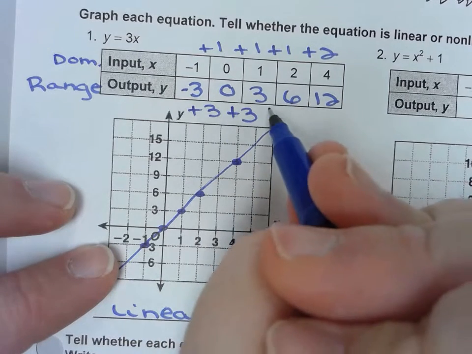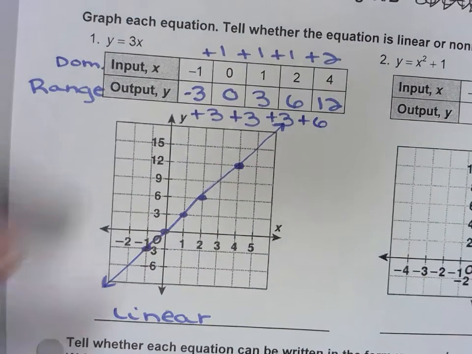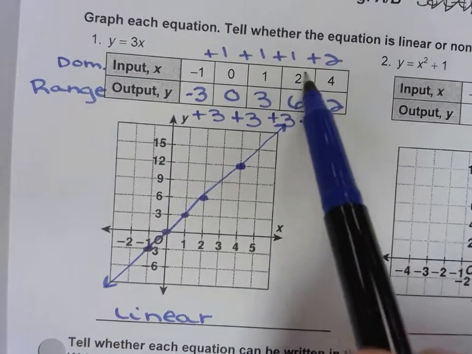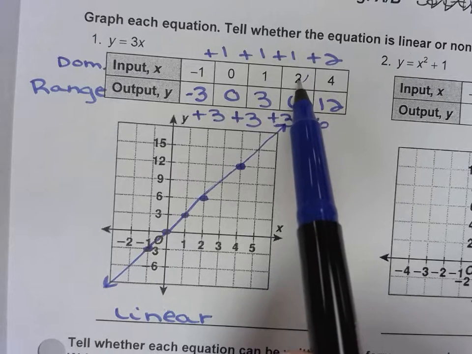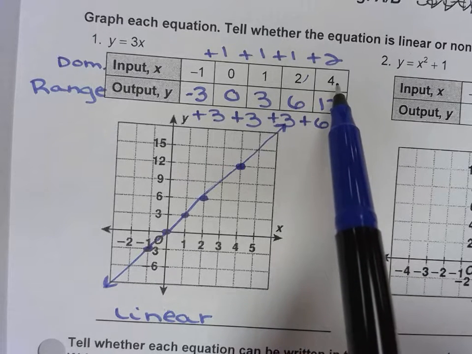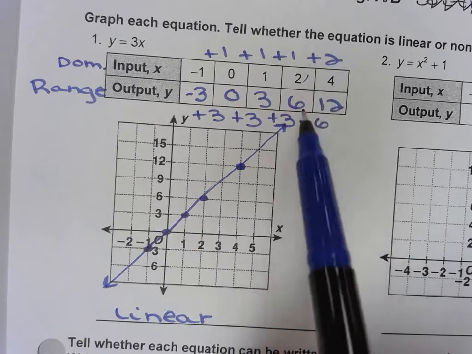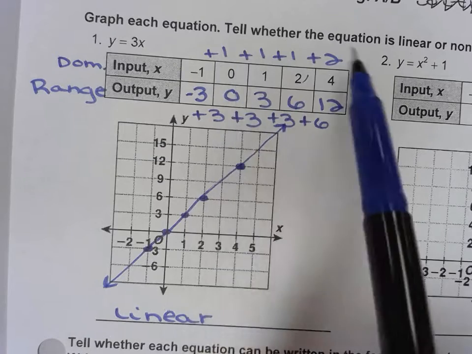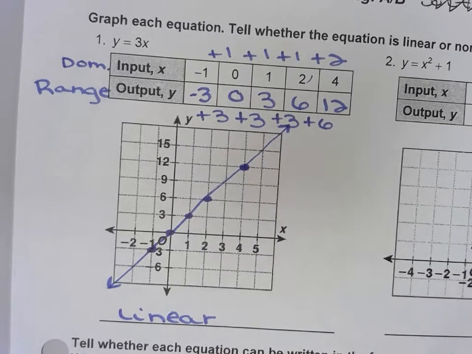3 to 6. Now 6 to 12. Add 6. Now, even though the last one is not consistent, we can follow the pattern. Because what number should I have between 2 and 4? 3. 6 and 12 is 9, so it's still consistent. So if you're adding or subtracting the same thing with your x's and y's, then it is linear as well.